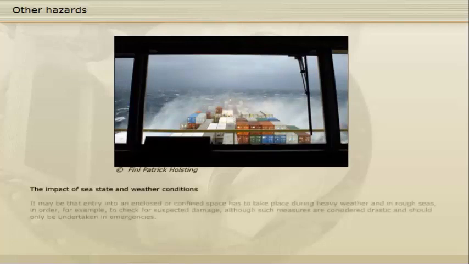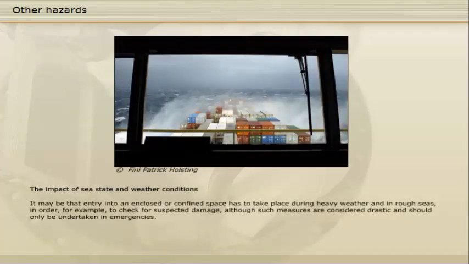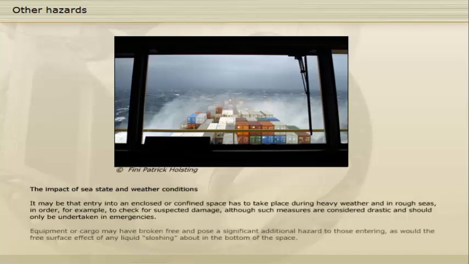It may be that entry into an enclosed or confined space has to take place during heavy weather and in rough seas, in order, for example, to check for suspected damage, although such measures are considered drastic and should only be undertaken in emergencies. Equipment or cargo may have broken free and pose a significant additional hazard to those entering, as would the free surface effect of any liquid sloshing about in the bottom of the space.